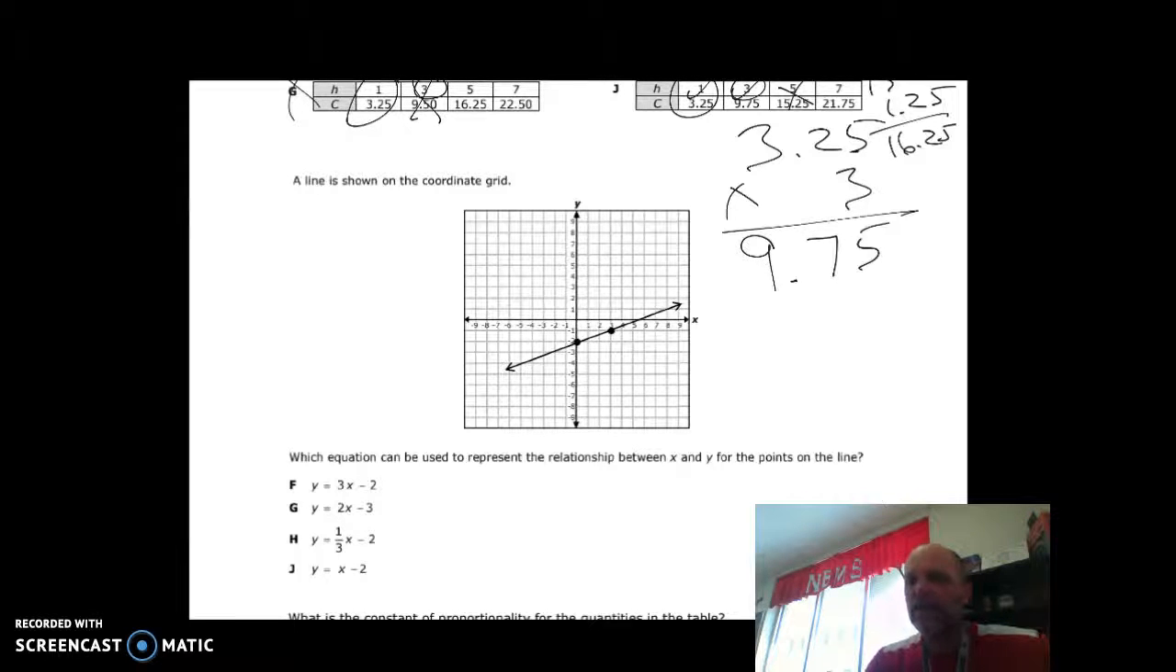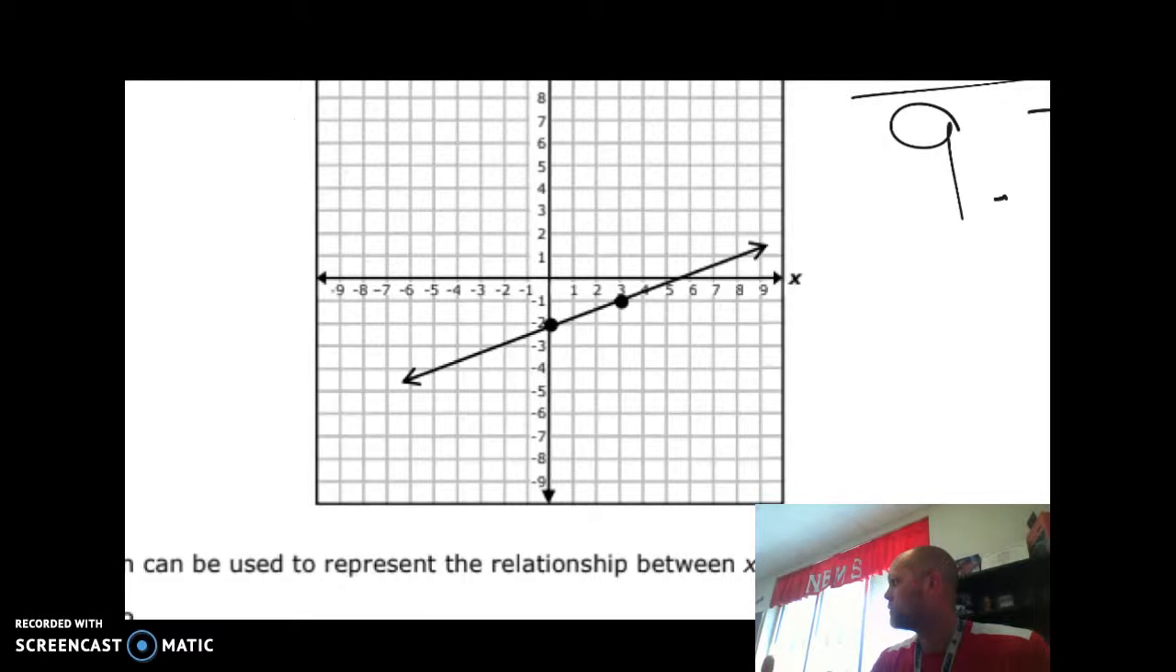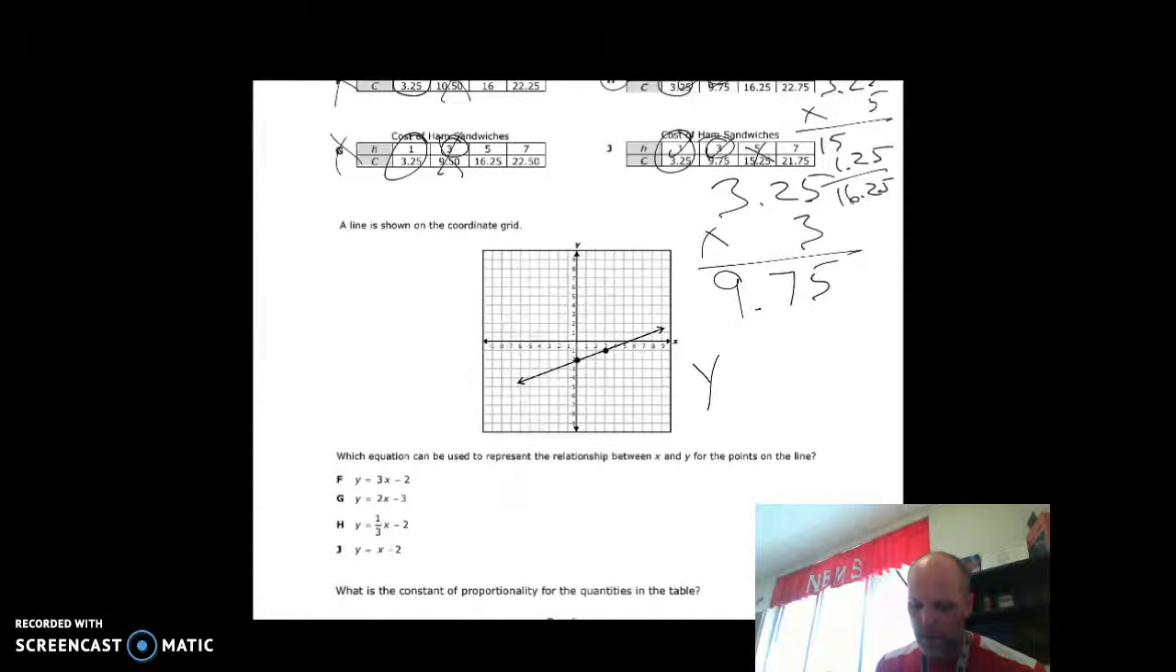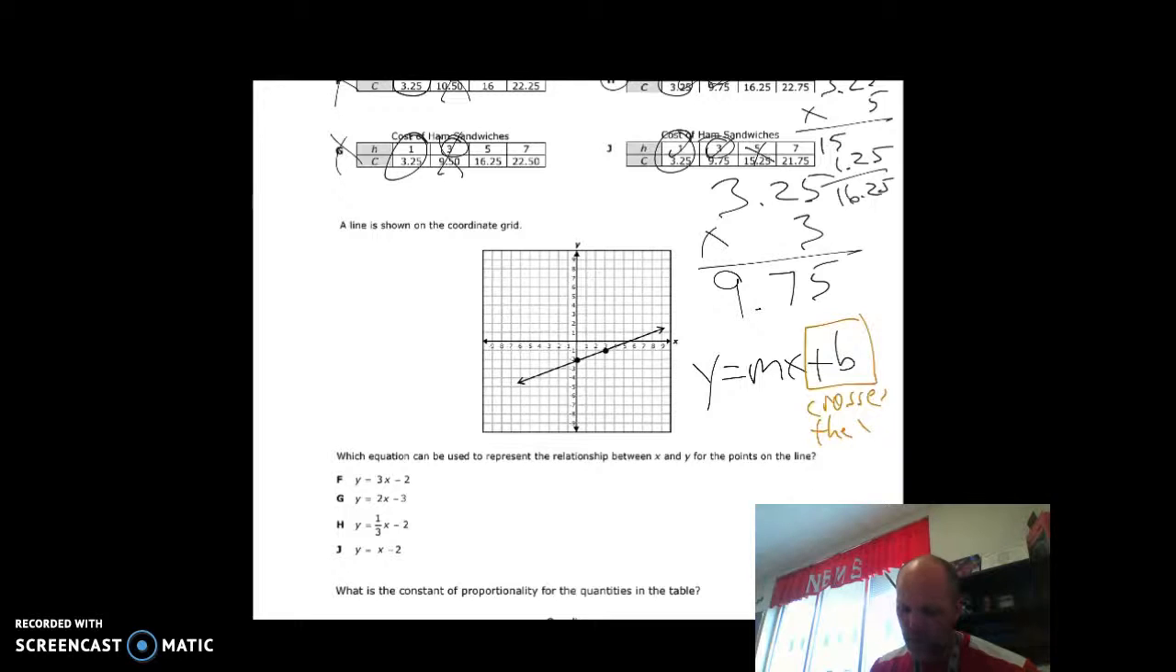What's the easiest thing to find on this line? Where it crosses the... Don't forget our thing is y equals, what is it? Mx plus b. And the b means what? That means where it crosses the what? Come on. Where it crosses the x or the y? The y, where it crosses the y.